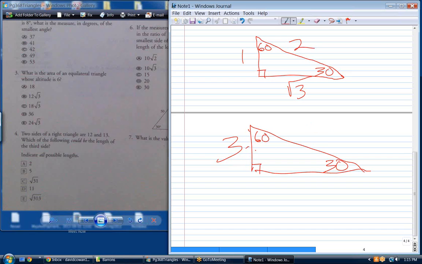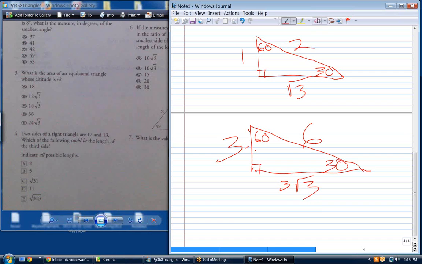6. Good. And what did you do? You found out the ratio of the two triangles was a 3-to-1 ratio. And then we multiplied that 3-to-1 ratio by 2 to come up with 6. Well, what's this side here opposite the 60? 3 square root 3. Right. So that's the way we solve similar triangles.